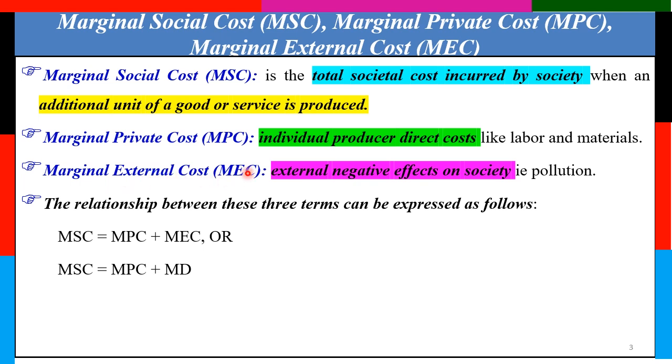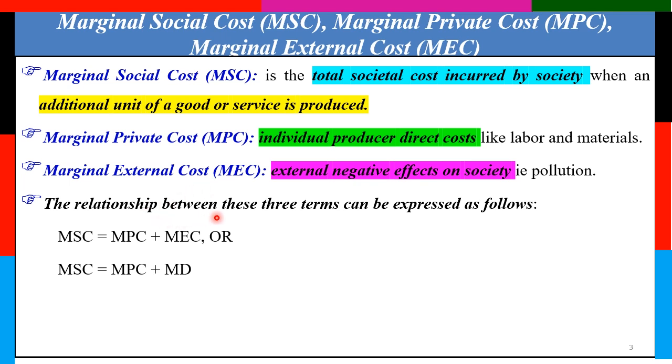Marginal external cost, also sometimes known as marginal damage, shows the external negative effects on the society, such as pollution. The cost is not only made by what? The individual. The marginal private cost is the cost for the raw material, but this one is the cost that is borne by a third party by means of pollution. This is what we mean by the marginal external cost or marginal damage.